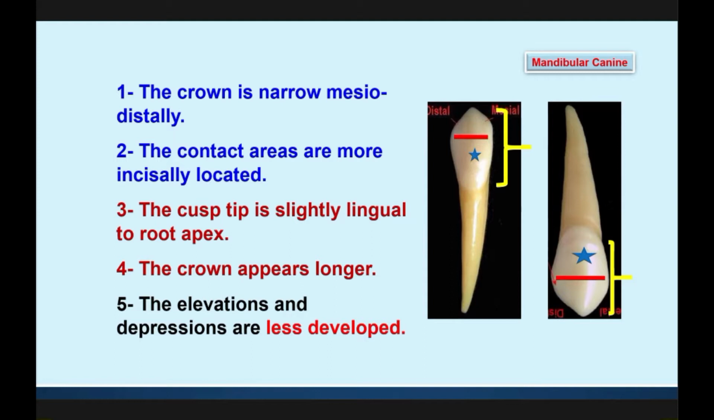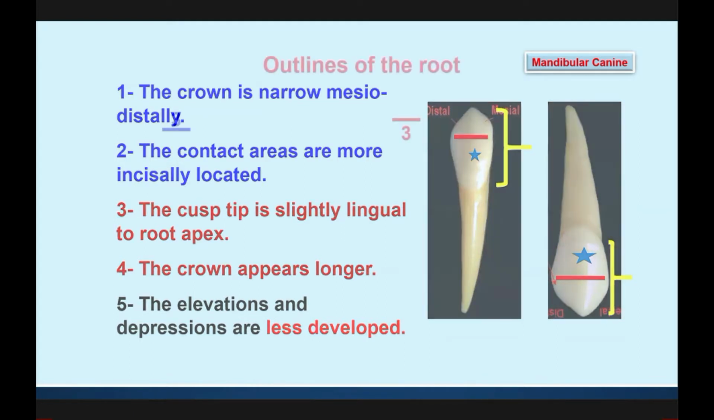So what are the elevations? Cervical ridge is one elevation, labial ridge is one elevation, lingual side, cingulum is one elevation, and lingual ridge is one elevation. And marginal ridges are another elevation. So all these elevations are a little bit less prominent in comparison to the maxillary canine.